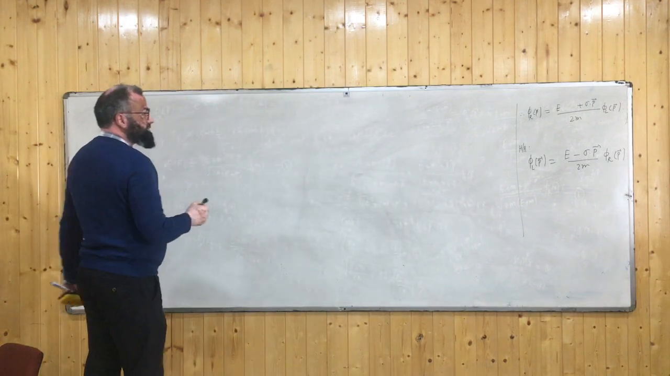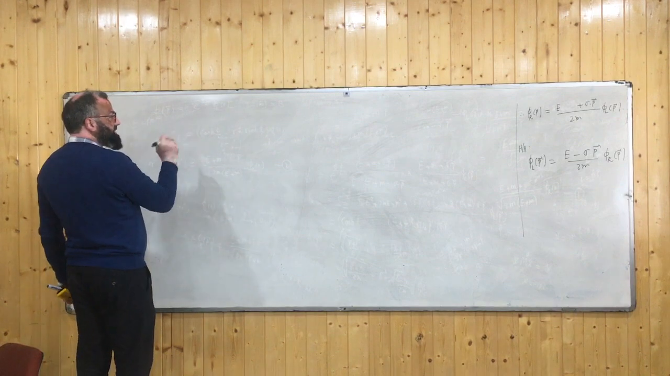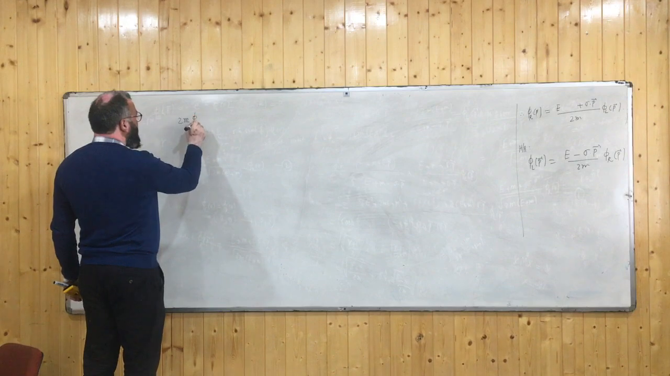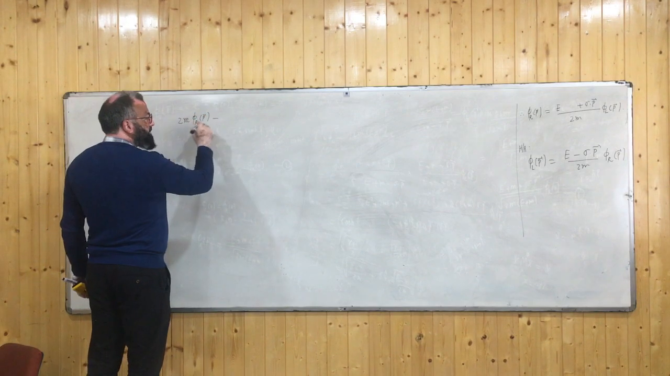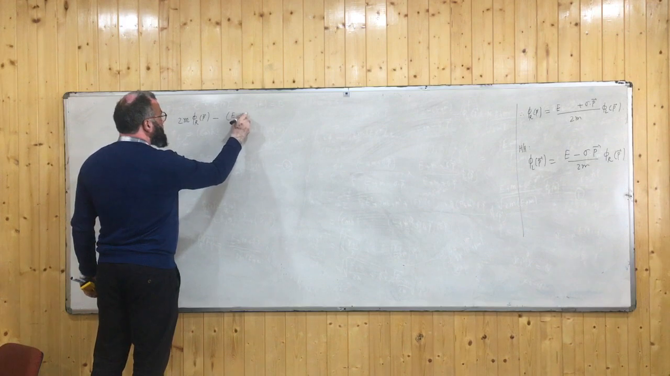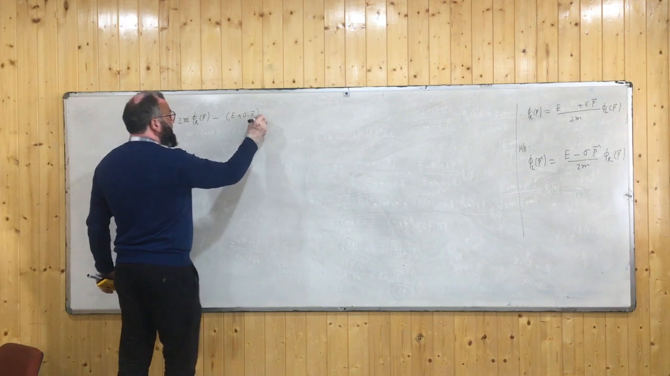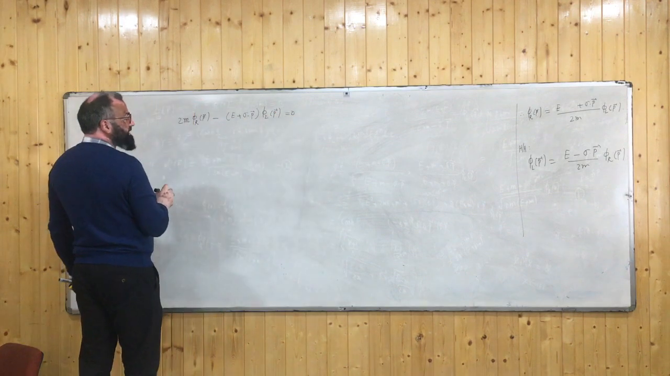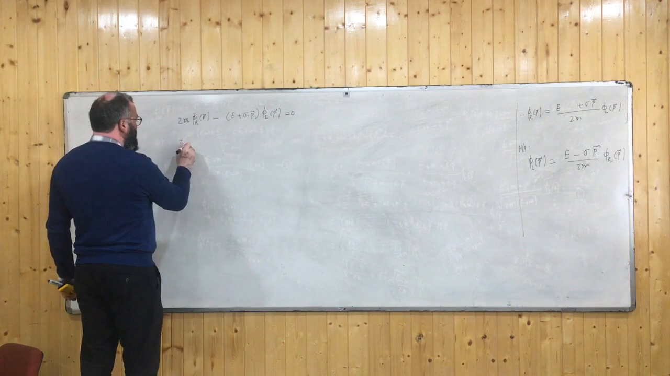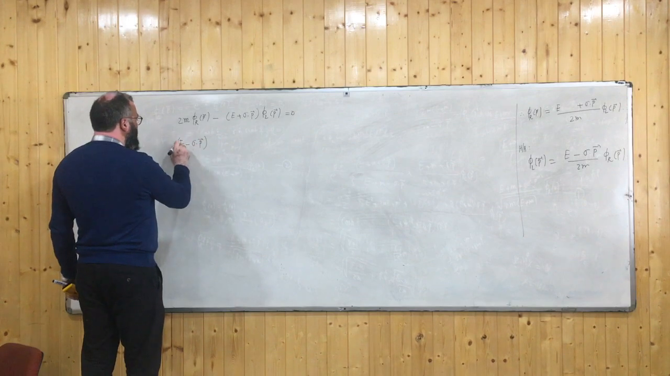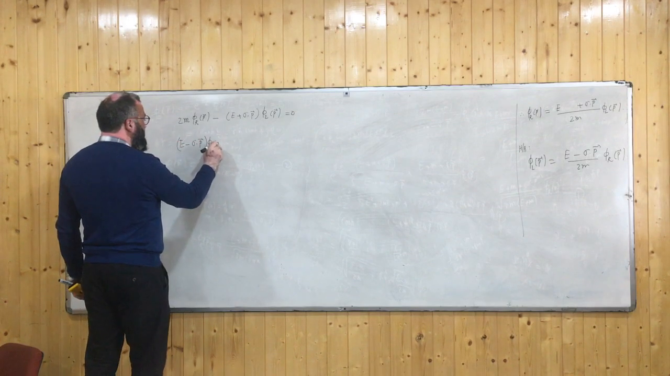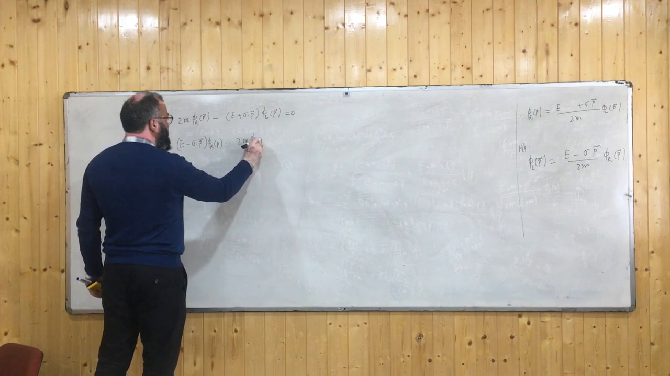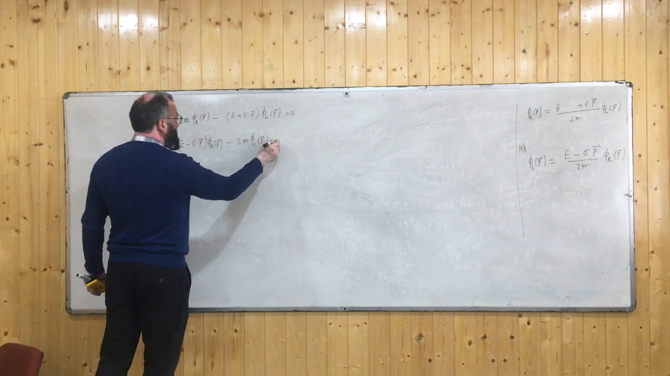Okay, so let's take the first one. I will write the first one like this: twice m phi r of p, minus (e plus sigma dot p) phi l of p, that's equal to 0. And the second I can write this way: (e minus sigma dot p) phi r of p, then minus twice m phi l of p, so that's equal to 0.